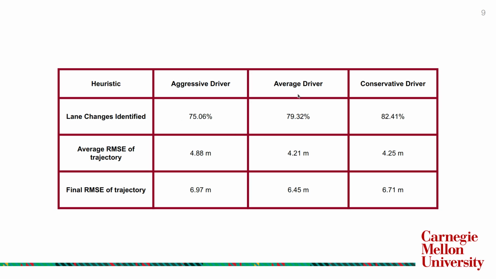The aggressive drivers, average drivers, and conservative drivers use different driver parameters in the model. We also found that we're able to reasonably closely predict the final and average error of the trajectories. Most of this error comes from the longitudinal distance of the vehicles from its final position.